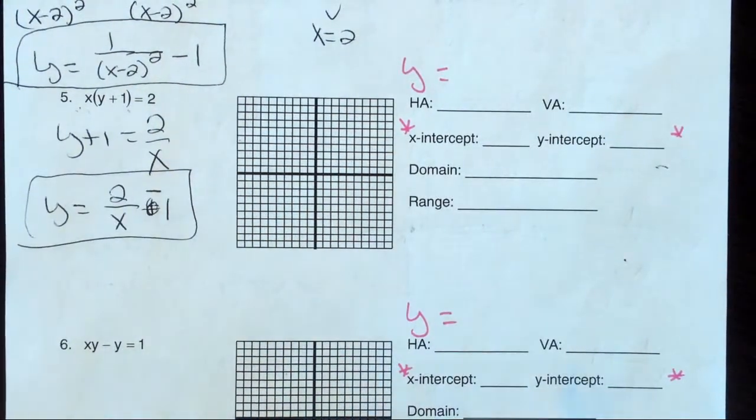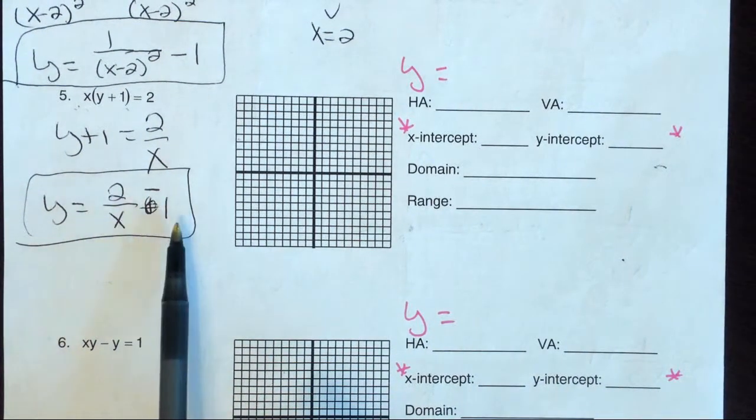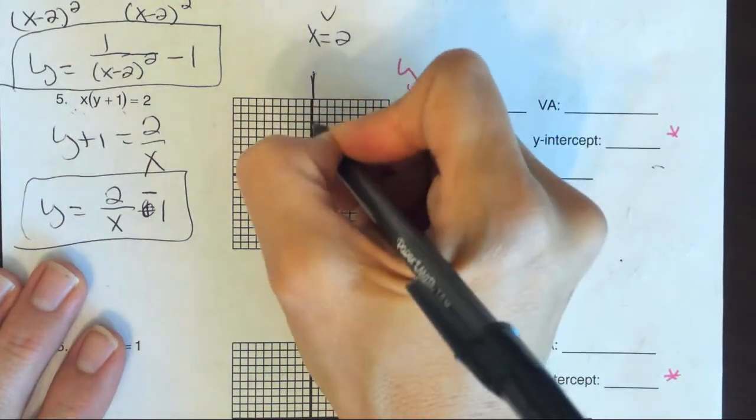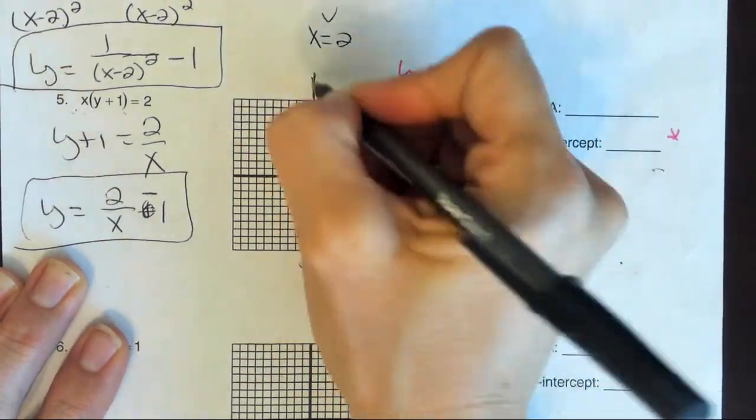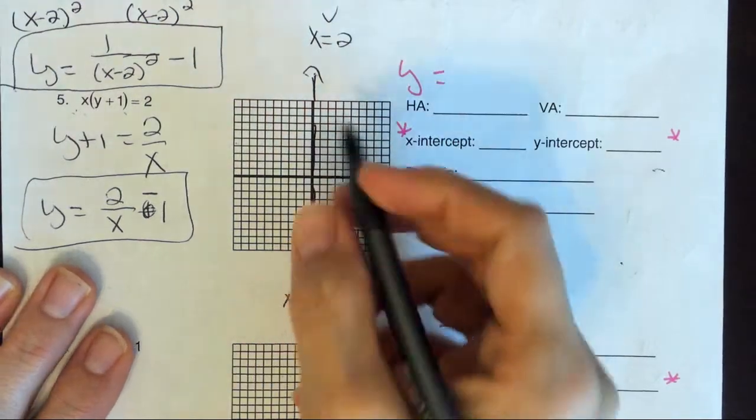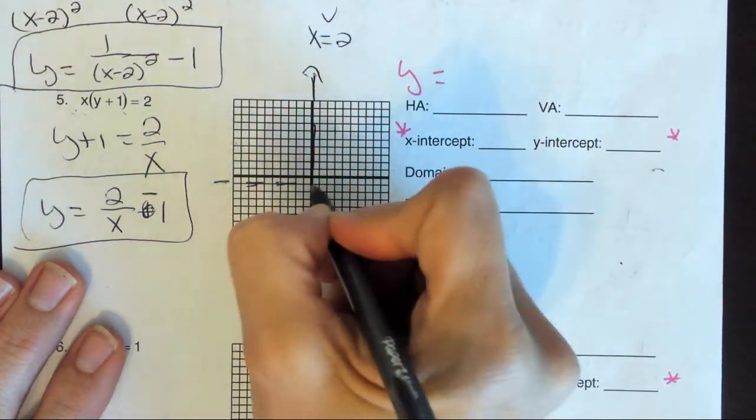This is the reciprocal function. It's not going left or right at all, but it is going down 1. So my vertical asymptote is going to stay at x equals 0. My horizontal asymptote is moving to negative 1.